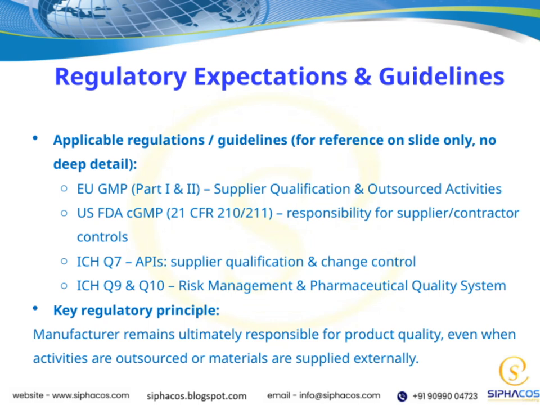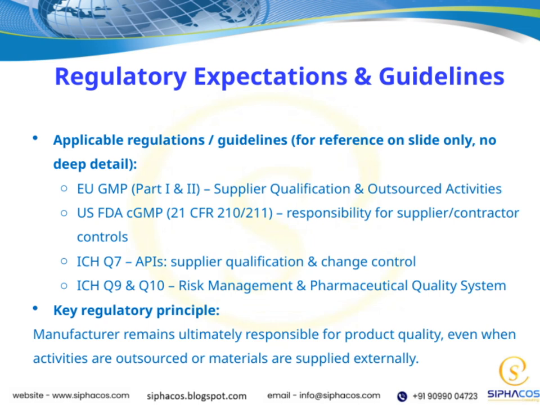Then there's ICH Q7, which is specifically focused on active pharmaceutical ingredients, or APIs. It highlights the need for thorough supplier qualification and strict change control processes to manage any adjustments or updates to the supply chain. Additionally, ICH Q9 and Q10 cover risk management and the pharmaceutical quality system. These principles reinforce the importance of proactively identifying and mitigating risks throughout the manufacturing process to maintain product integrity.